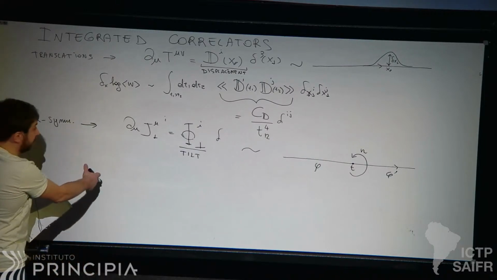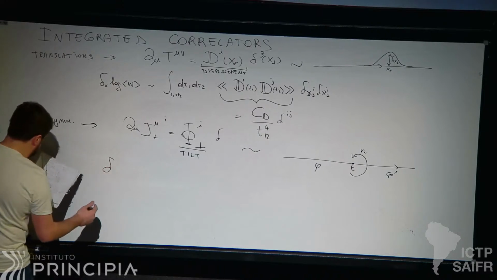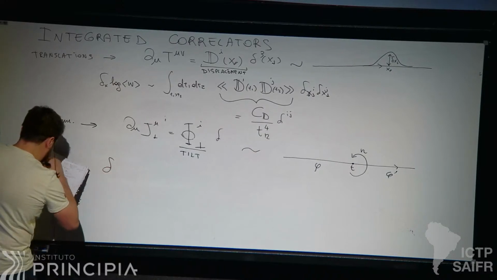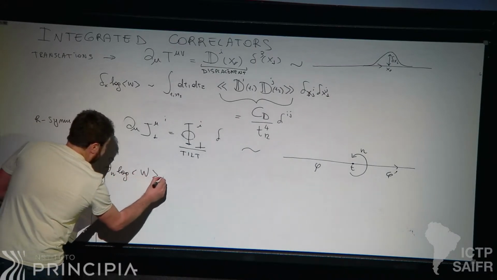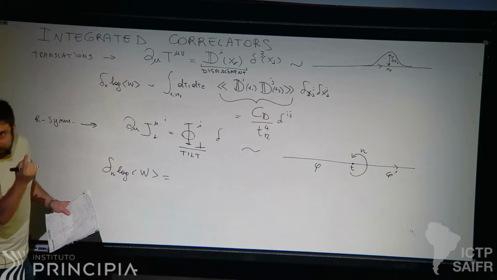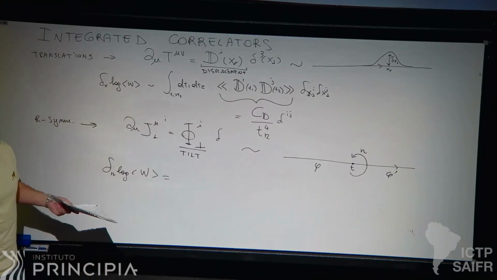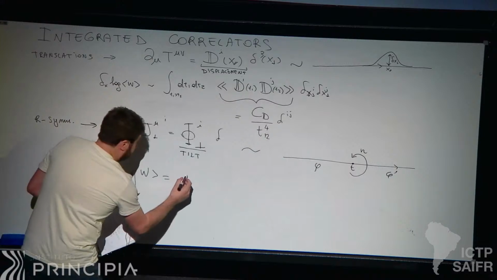Let me repeat the same game. So we look at the variation, this time with respect to this change in n, of the log of W. And this again is, if we insert one operator, it is 0 because of conformal symmetry, we have to insert 2. So the variation is proportional.